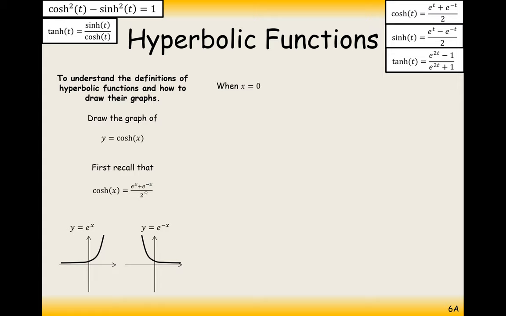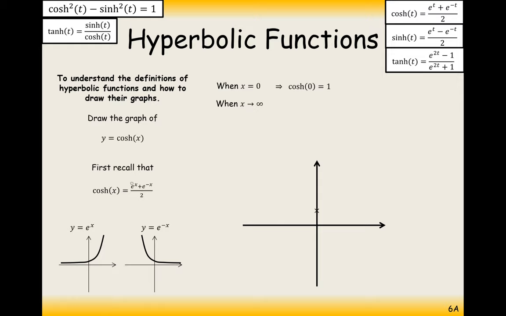1 plus 1 is 2. Divided by 2, we get cosh equals 1. Let's think about what will happen then as... So we'll plot our first coordinate at (0, 1). As x gets very big, what will happen here?